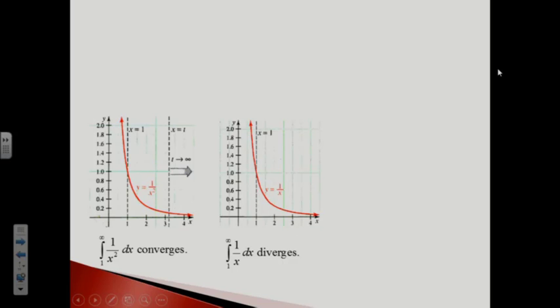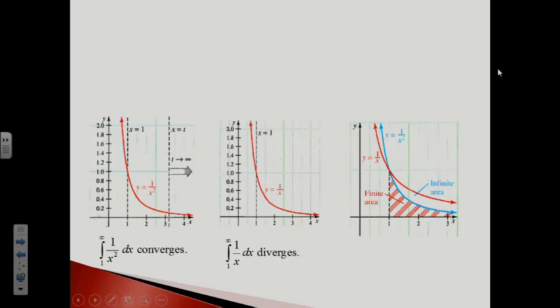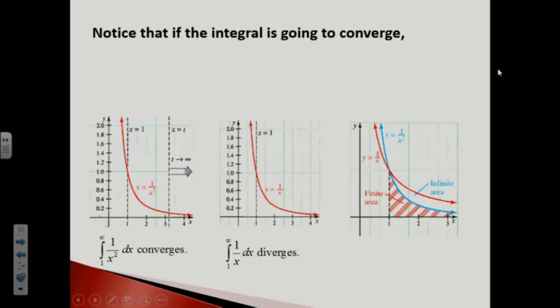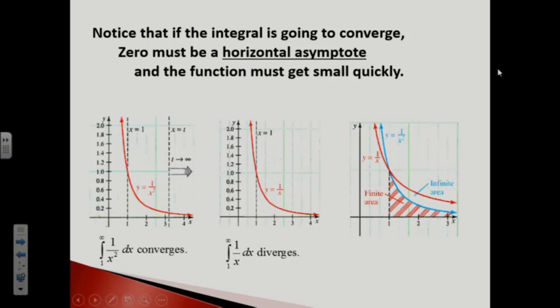The reason for the difference is that as x increases, 1 over x squared approaches 0 more quickly than does 1 over x. Note that if the integral is going to converge, the function must approach 0 at infinity and its value must get small quickly.